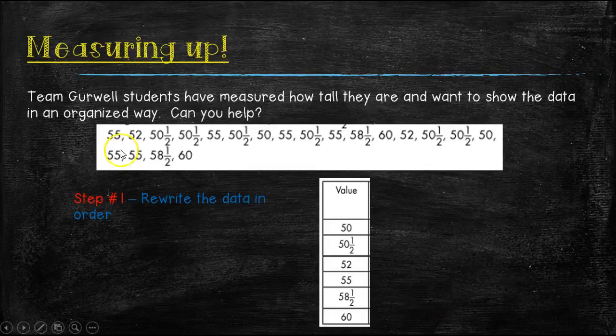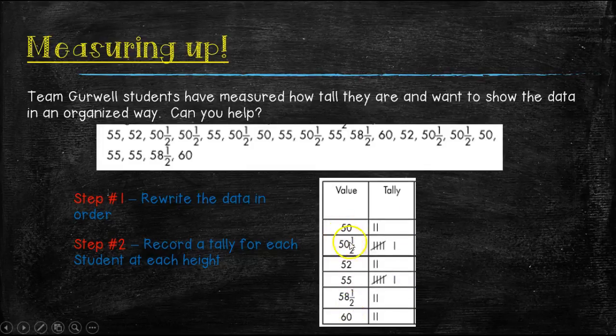But you're probably looking at this and saying, wow, there's so much more data up here than there is down here. Well, why is that? Well, because step number 2 is we have to record a tally for each student at each height. So in other words, these are all of the heights that our students are. And then over here is the number of students who are that tall. So for instance, we have 50, we have 2 students. Because if we go down here, okay, we have 50, there's 1. And there's the second one. So 2, we just have 2 students at 50. Then we have 50.5. So we have 1, 2, 3, 4, 5, 6. So we're going to put 6 tally marks for that.